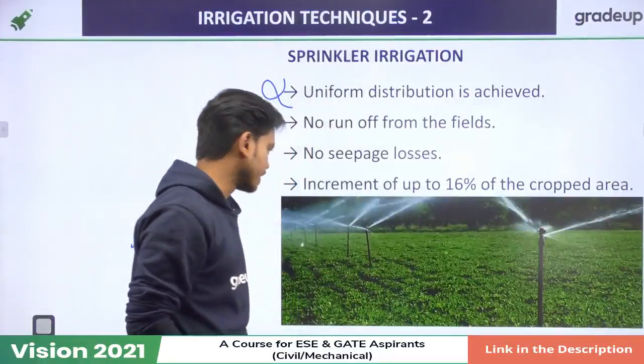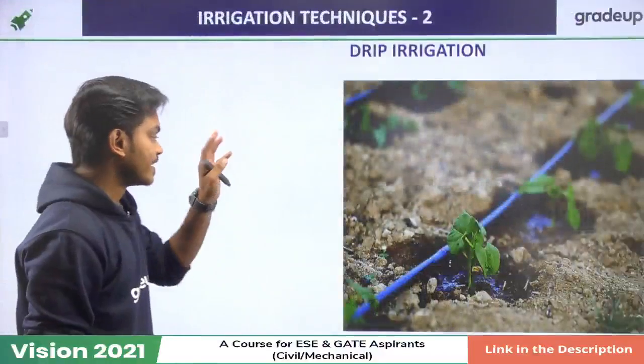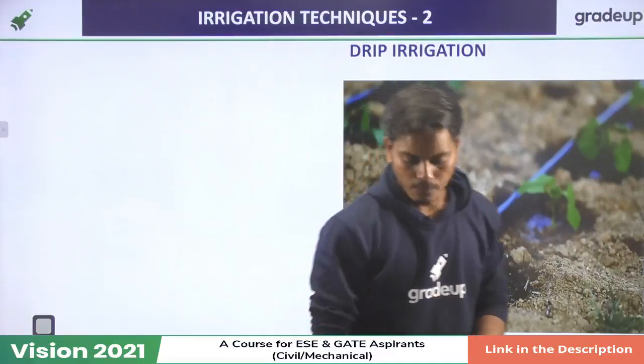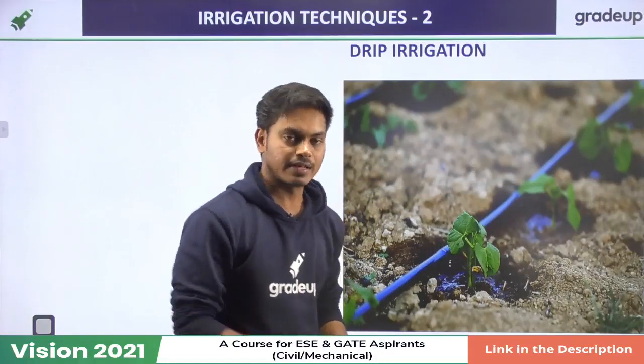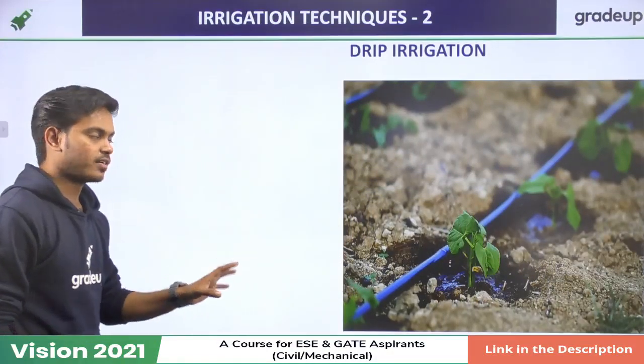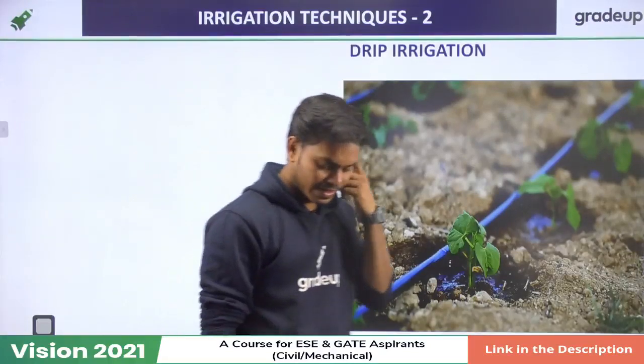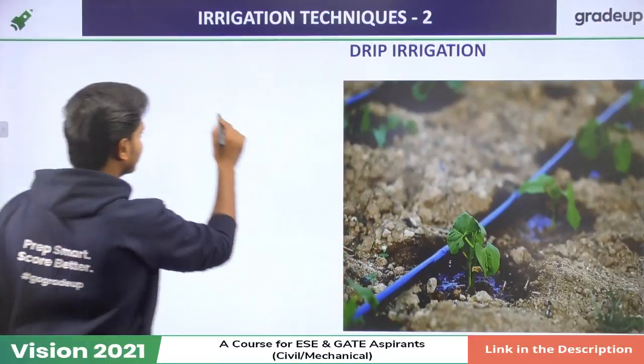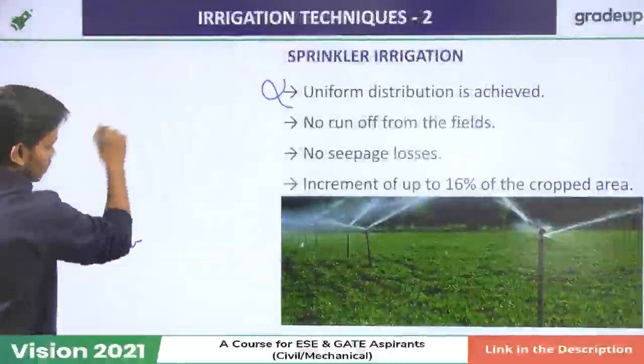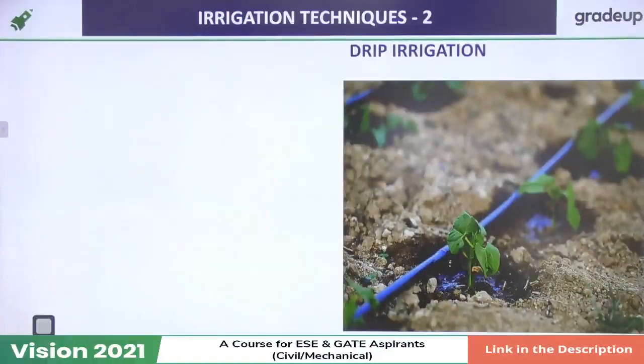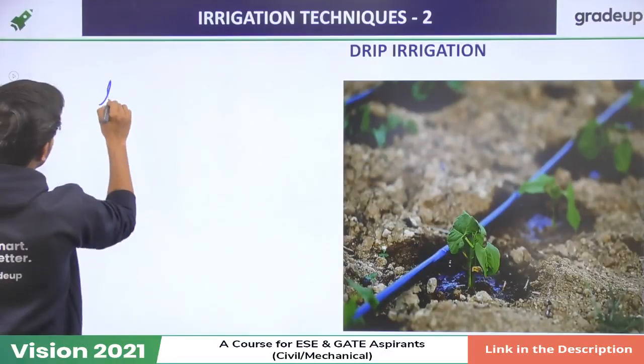Let's see what we have next. Drip irrigation. All right, a very high-tech technique. This is also known as trickle irrigation. This irrigation technique is also known as trickle irrigation.